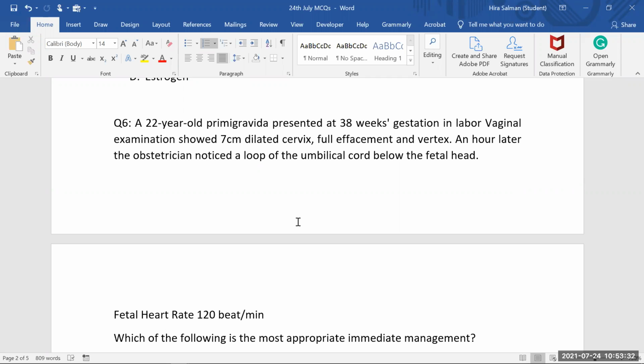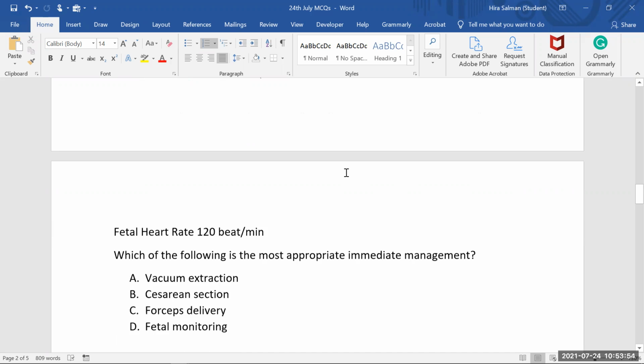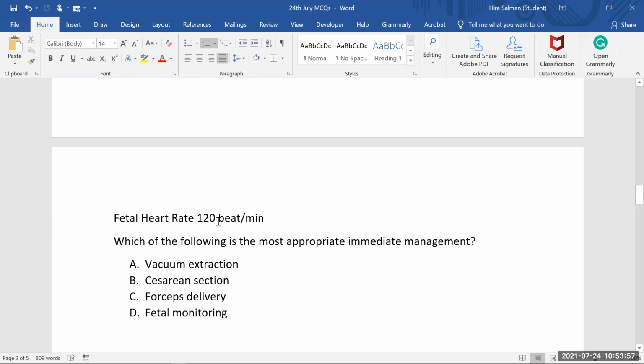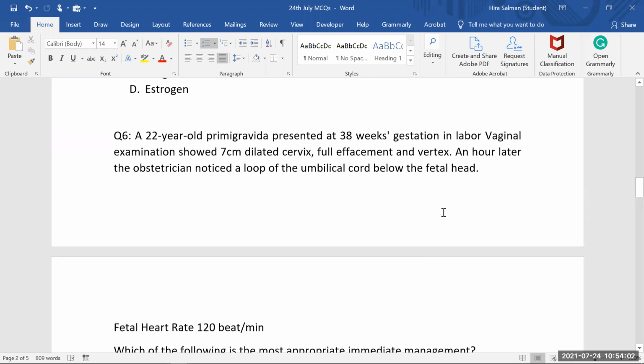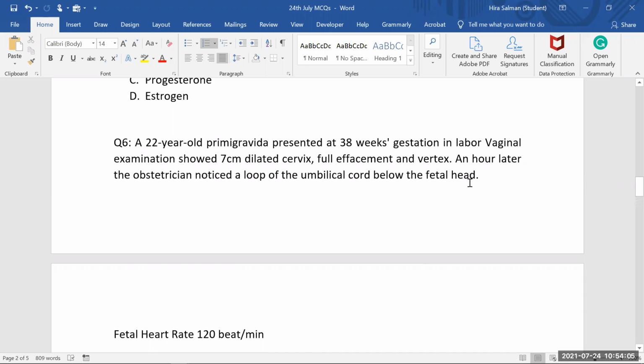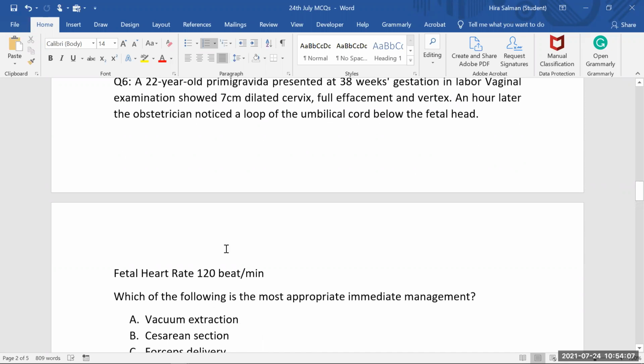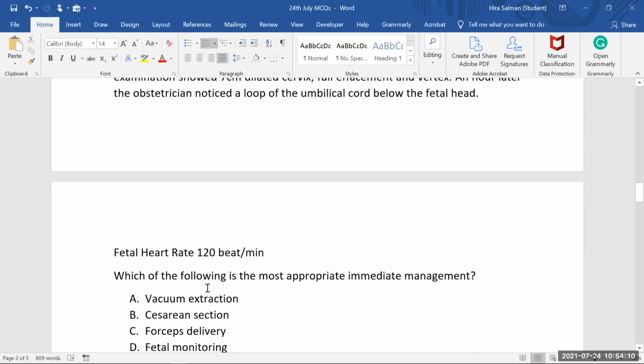So here the question says a 22-year-old primigravida presented at 38 weeks gestation in labor. Vaginal examination showed 7 centimeter dilated cervix, which means she's in active labor. Fully effaced cervix and vertex is palpable. An hour later, the obstetrician noticed a loop of the umbilical cord below the fetal head. The fetal heart rate is 120, borderline bradycardia. Which of the following is the most appropriate immediate management? Below the fetal head, the cord can prolapse any time and the heartbeat can suddenly go below 120. What are you going to do?